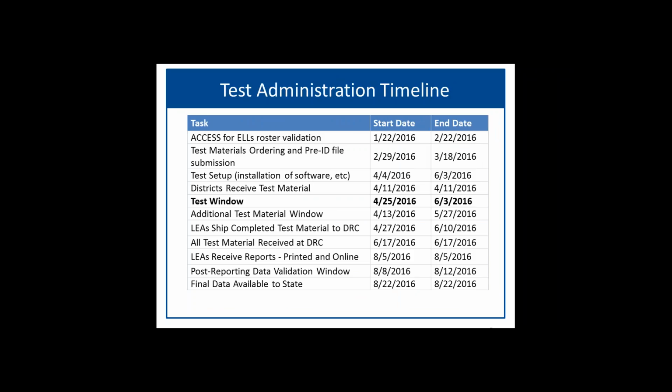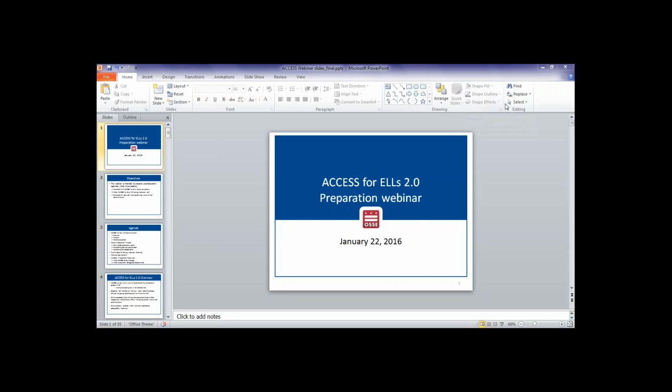This chart lays out the overall timeline for the Access for ELLs administration. The roster verification begins today and runs through February 22nd, so you have a month to complete the roster verification.